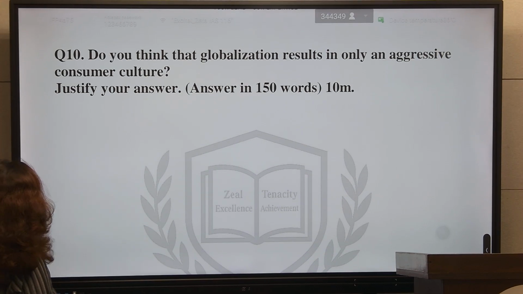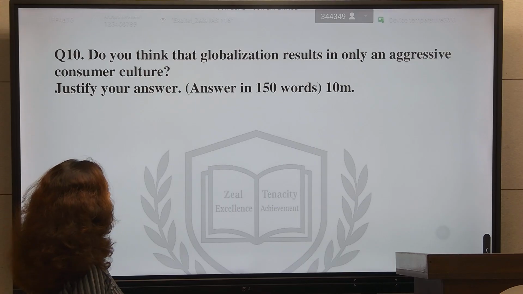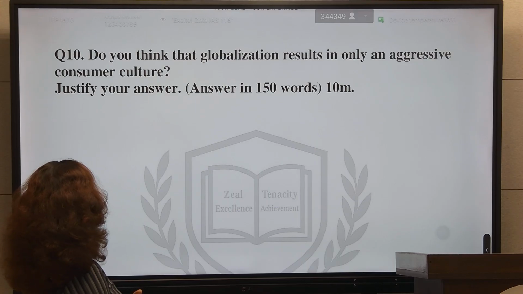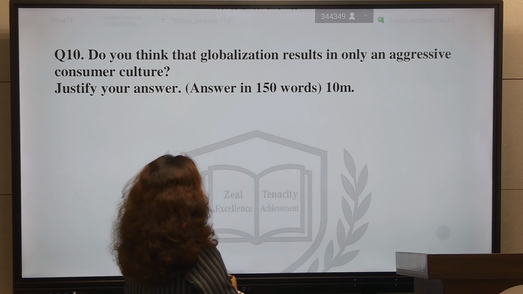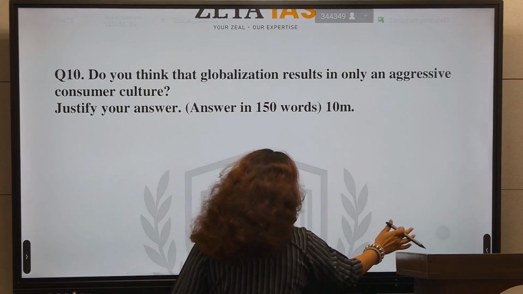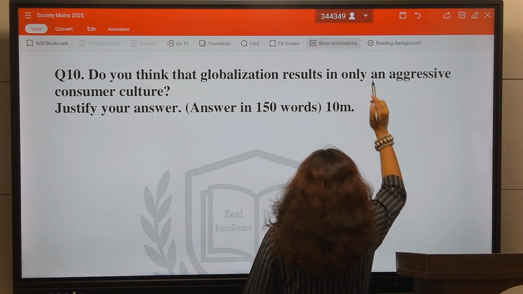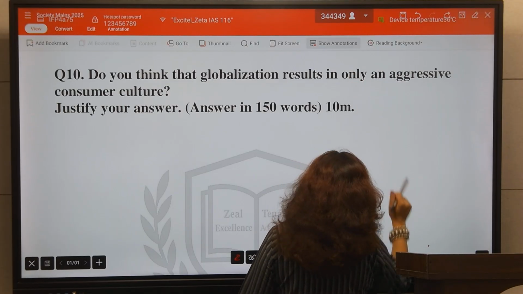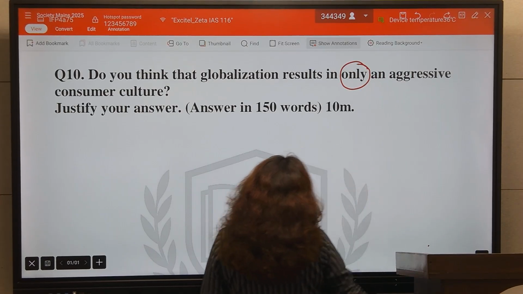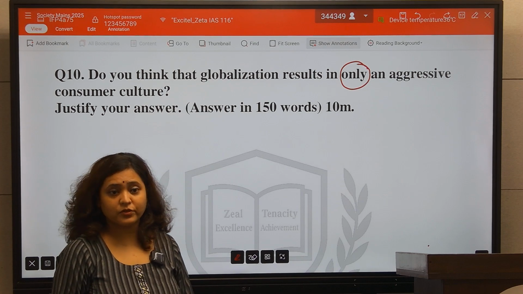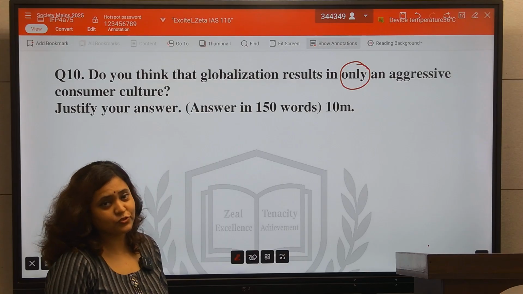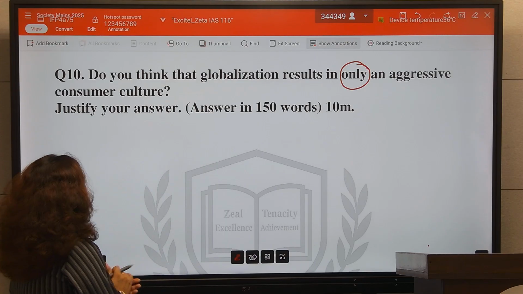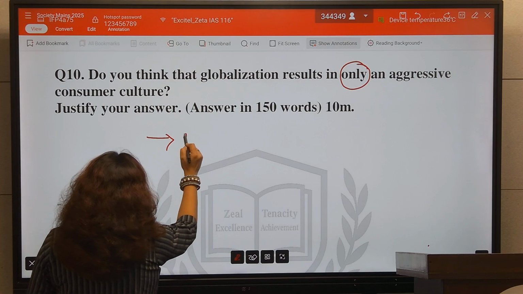Question number 10: do you think that globalization results in only an aggressive consumer culture? Here, the word 'only' is a very important word which will decide the structure of your answer. Firstly, talking about the structure again, define globalization.